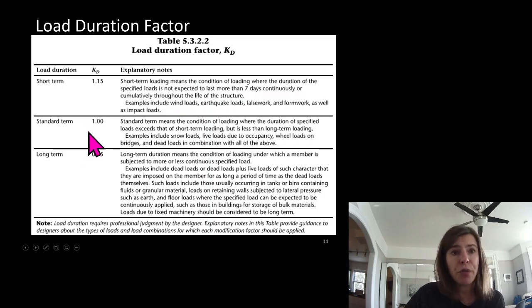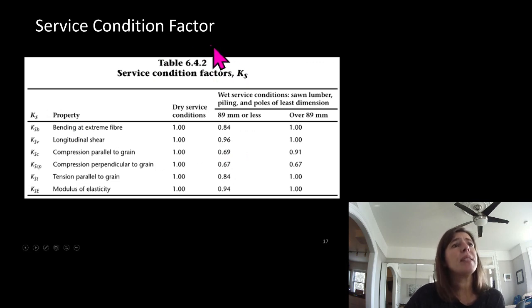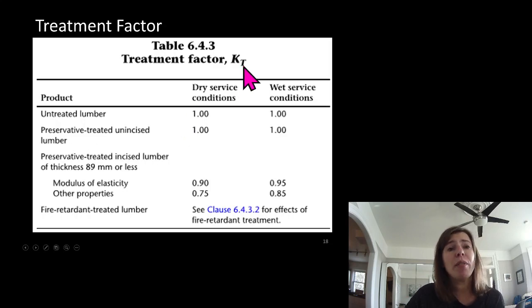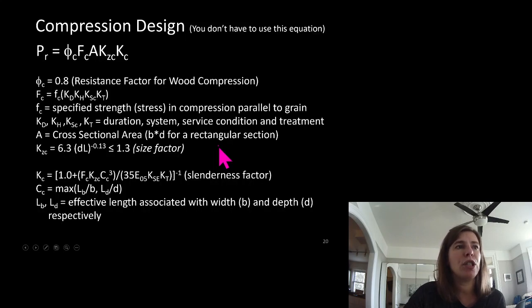I told you that standard duration is all you'd ever have to worry about, so 1 would be our KD. It's not part of a system because it's not a joist or a stud, it's a post, so our KH would be 1. Service condition. It was inside, so it was dry, so we'd have a KS of 1. Treatment factor. There was nothing to lead us to believe it was treated, and it was inside, so it would be weird to treat it. So our dry service condition for untreated lumber, 1. Size factor. Maybe there's a size factor. Oh, actually, look, it's an 89 by 89. It looks like we'd probably need to do that equation for it.